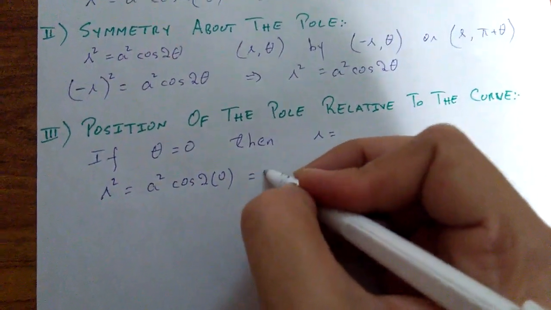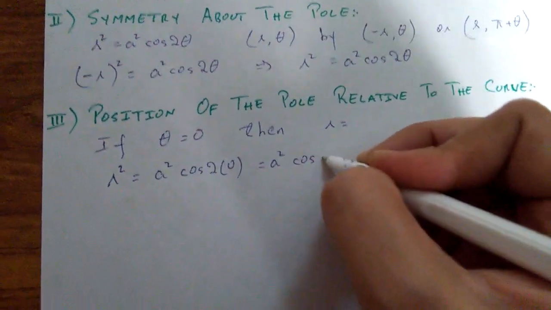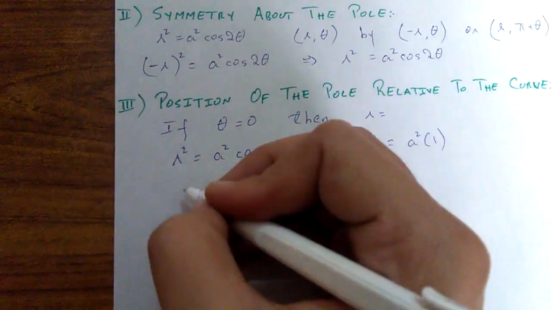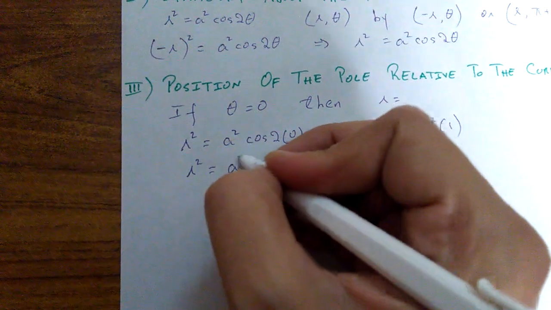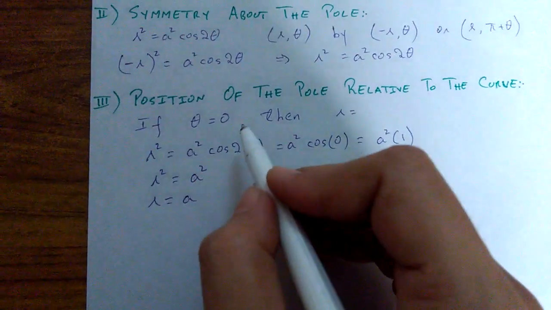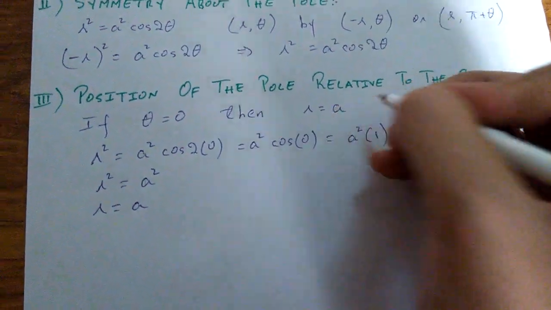Okay, so we know well that the cosine of 0 is 1. So it becomes a square into 1. So r square is a square. Take square root. This gives you r is equal to a. So when your theta is 0, then r is a here.